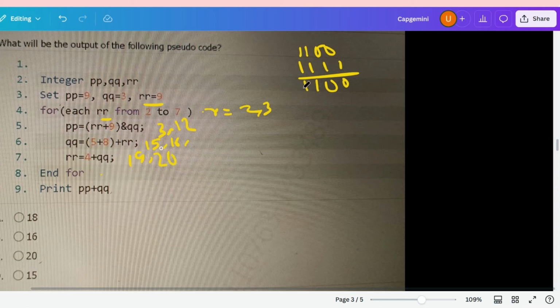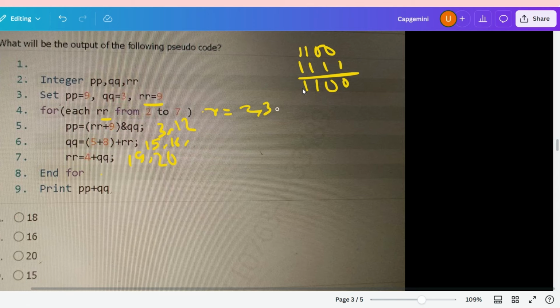You don't have to calculate this each time, because this value is not dependent on that value. It depends on r, so it will increase by 1 at each iteration. You can simply write 15, 16, 17, 18, 19 this way, and 19, 20, 21, 22 this way. So now 15 and 16, then 19 and 20.